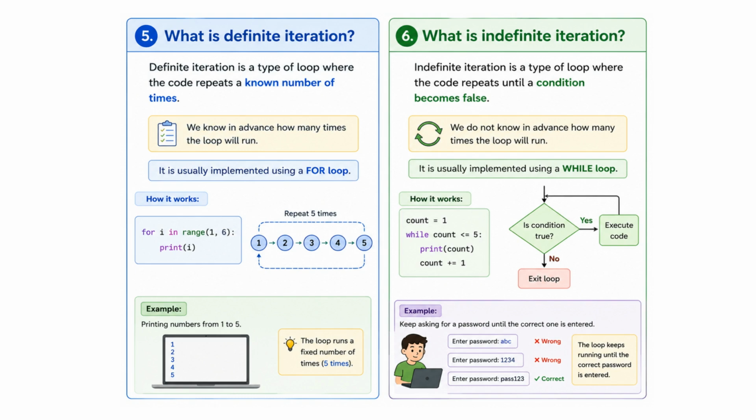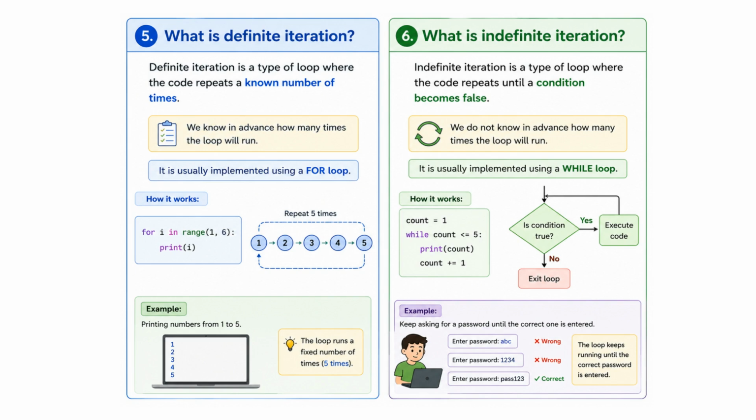Definite iteration is a type of loop where the code repeats a known number of times. Before the loop starts, we already know exactly how many times it will run. Because the number of repetitions is fixed, programmers usually use a for loop. Let's look at the example.